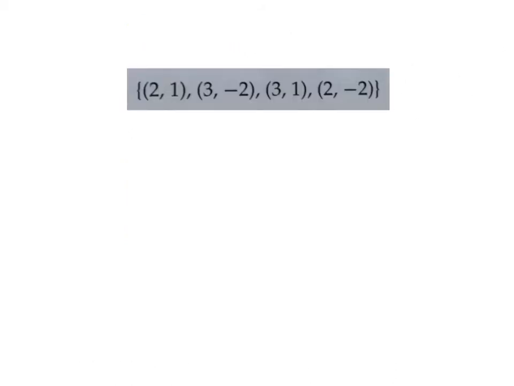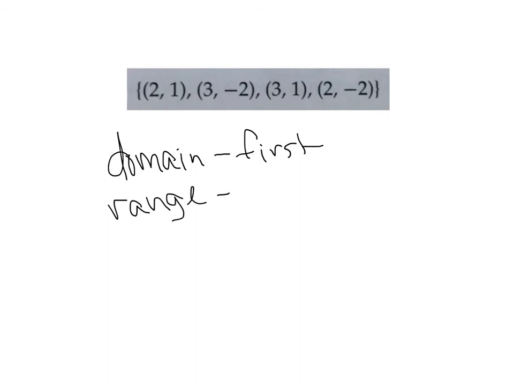Now we're given a set of ordered pairs. My question to you is, is this relation a function, and explain. Think about putting this in a table, or think about putting this in a mapping if you can't look at it and decide. Remember what we've said in the past about domain and range. Domain is the first number in the ordered pair. And range is the second number.